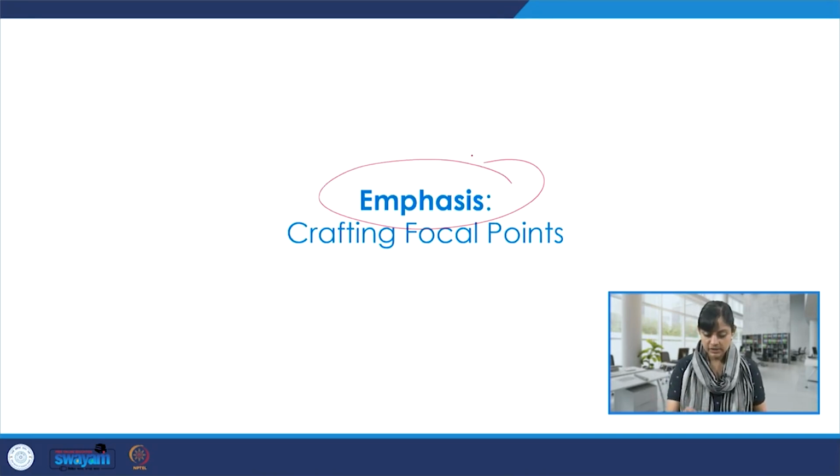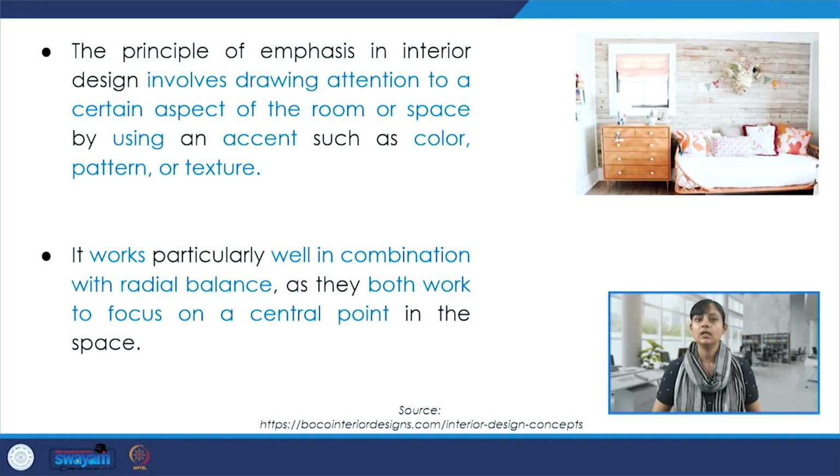Then there is emphasis, which is basically crafting focal points within interior spaces or the overall project. And it involves drawing attention to a certain aspect of the room or space. And it could be done by using an accent such as color or through a pattern or a texture. And there could also be a combination or permutation of these. And it works very well in combination with radial balance, because both of these try to focus on a certain central point or a focal area.